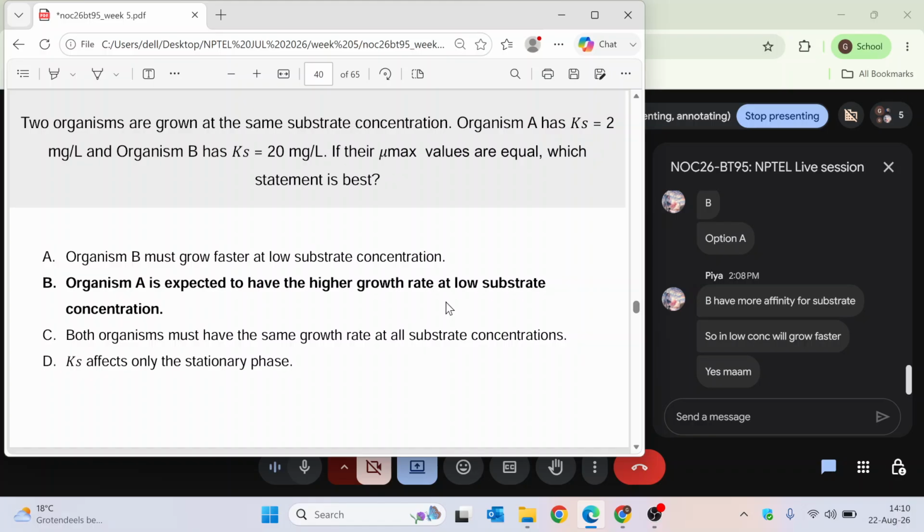B does not have that much affinity to the substrate, even though it can grow at the same rate when both of the organisms are going to have equal share of the substrate. But A is going to be quicker in getting the substrate. It has more affinity, so it will get a quicker hand of the substrate, and hence it's going to apparently show us a higher growth rate in comparison to B. Is this explanation fine, or if you are not convinced, you can let me know. You can explain.